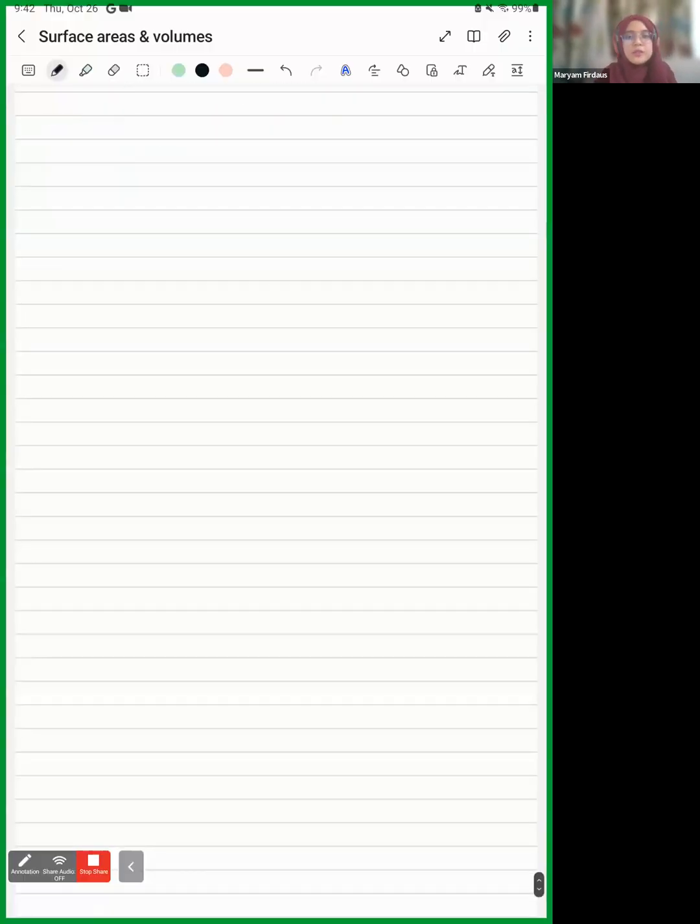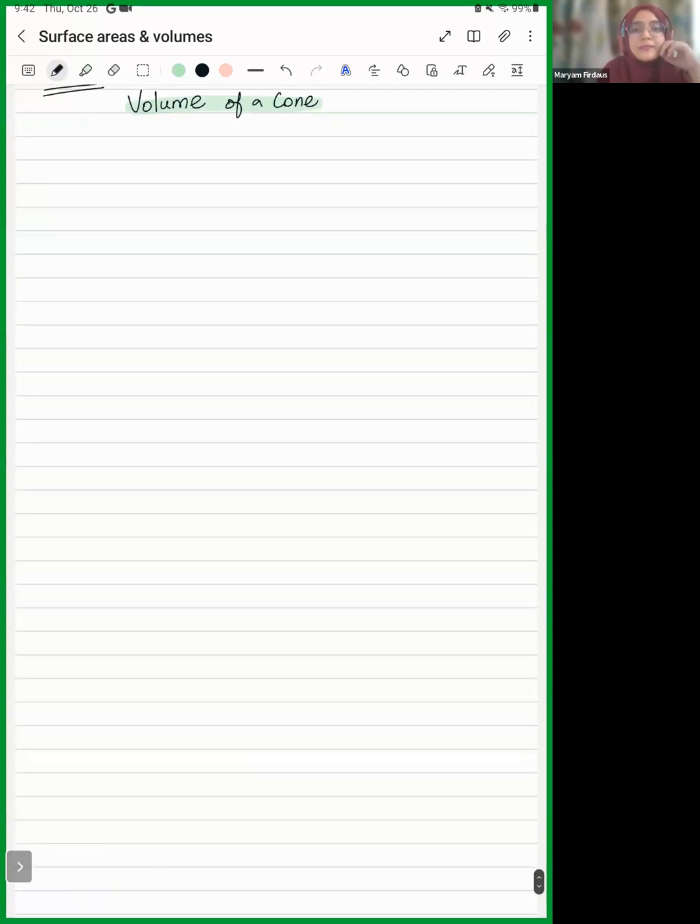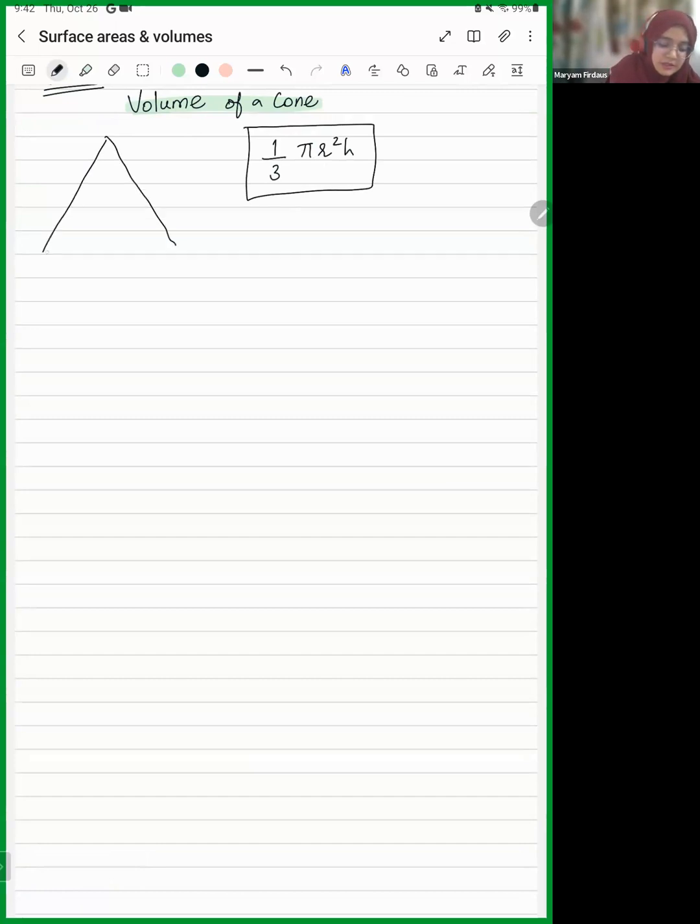So first of all, what is the formula for volume of a cone? Someone? 1/3 pi r square h. Right. So volume of a cone is 1/3 pi r square h. This is the formula where r is again the radius of the base. And what is h? Height. Yeah, h is height.